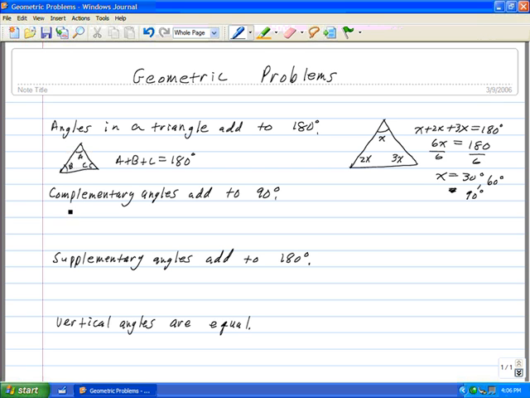Another thing we know is that complementary angles add to be 90 degrees. That basically means that when two angles form a right angle, then, again, if we name those, say A and B this time, A plus B is always going to be 90 degrees when we talk about complementary. And for supplementary, our two angles are simply going to add up to be 180.